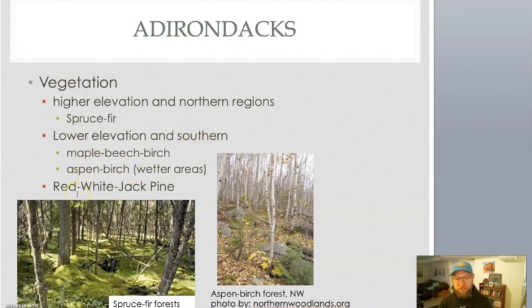So wetter places that are poorly drained are going to be aspen birch, because remember, they can tolerate a little bit of flooding. The red white jack pine can't tolerate that flooding, and so they're on the drier places. So the Adirondacks is very much like the St. Lawrence Valley and the New England Maritime. It's just that the landscape is a little different. So that's all you really need to remember difference-wise between those areas.